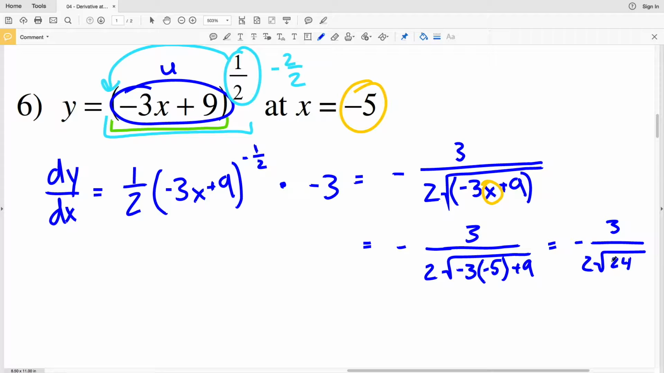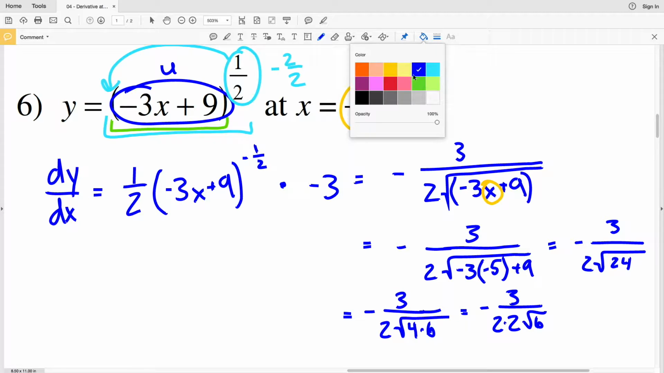Now, I don't want a radical in my denominator, so I'm going to need to simplify. So I'll rewrite negative 3 over 2 times the square root of 24 as negative 3 over 2 times the square root of 4 times 6. And I rewrote 24 as 4 times 6 because I know 4 is a perfect square. So now when simplifying, I'll have negative 3 over 2 times the square root of 6, because 2 squared is equal to 4, so when I take the square root of 4, I get 2.